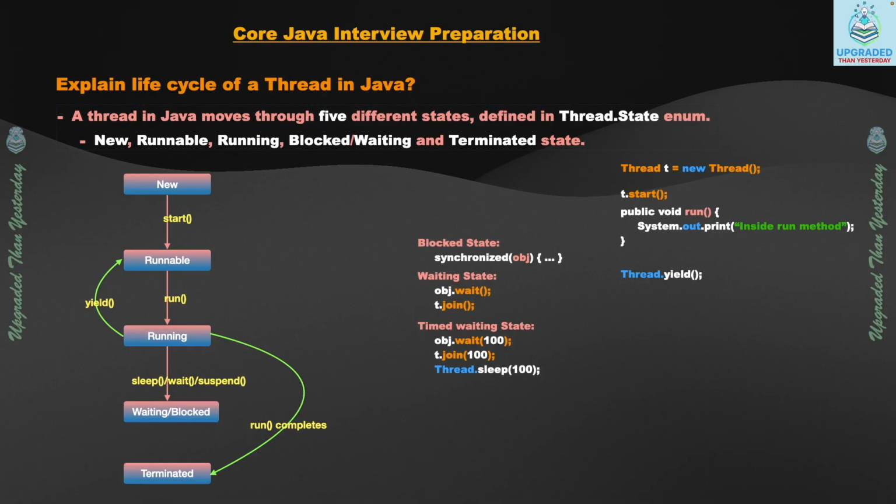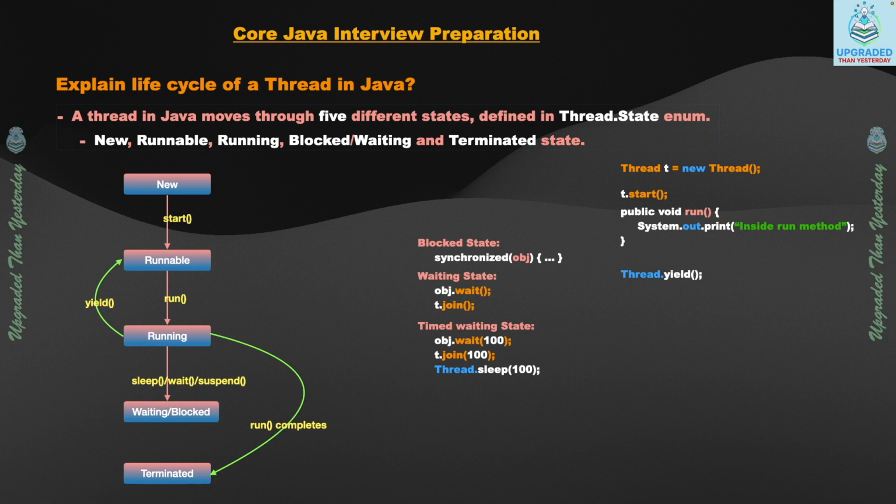The waiting or blocked state has 3 different subcategories. Blocked state: a thread's execution gets blocked if the thread is waiting for the synchronized lock that is acquired by another thread. Waiting state: a thread goes to the waiting state if the sleep method, wait method, or join method is called on the thread.